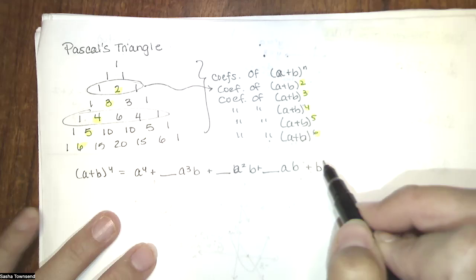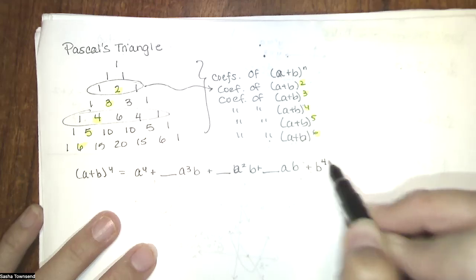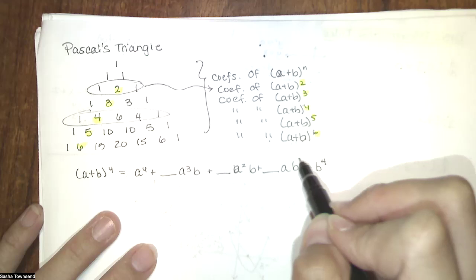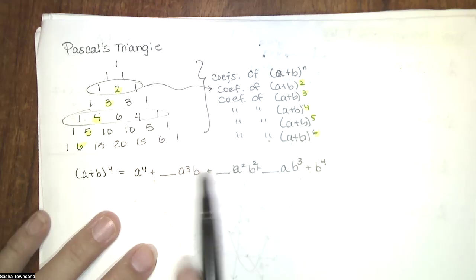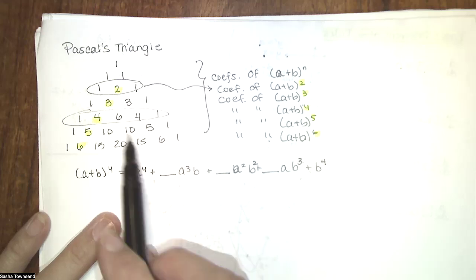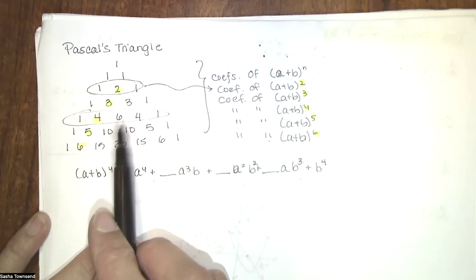And then as we go the other way, we're going to start with a b to the 4th, and the powers of b are going to decrease. So we'll have b to the 4th, b cubed, b squared, b to the 1st, and then no b. Then the coefficients that go here, here, and here come from this expansion. So you're going to have a 4, a 6, and a 4.